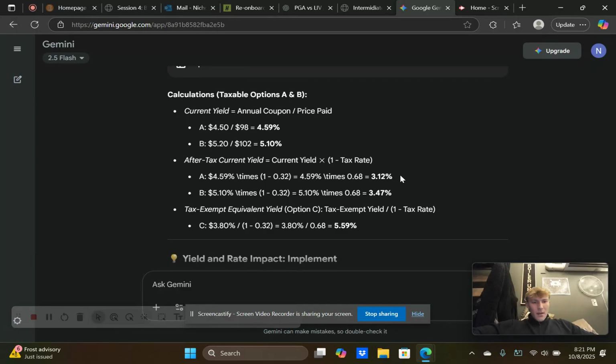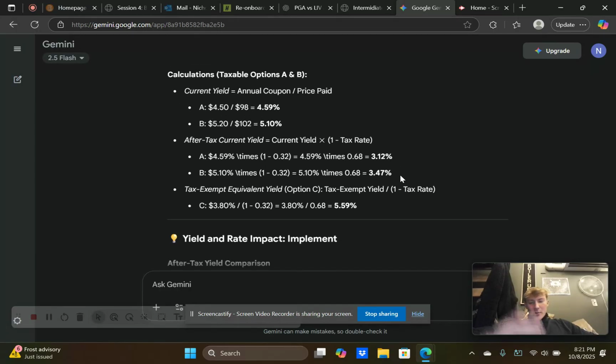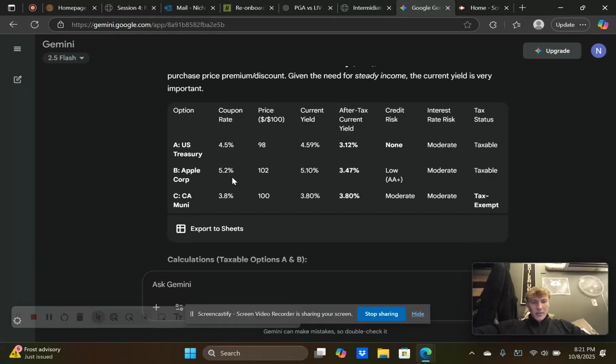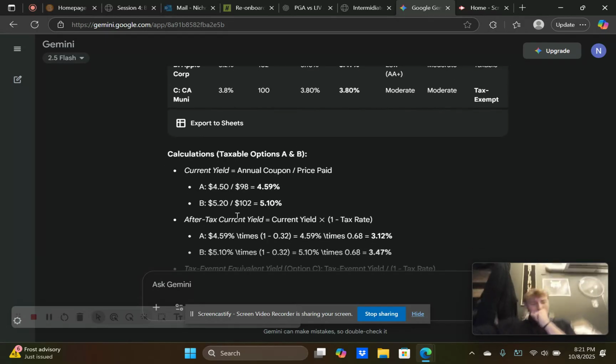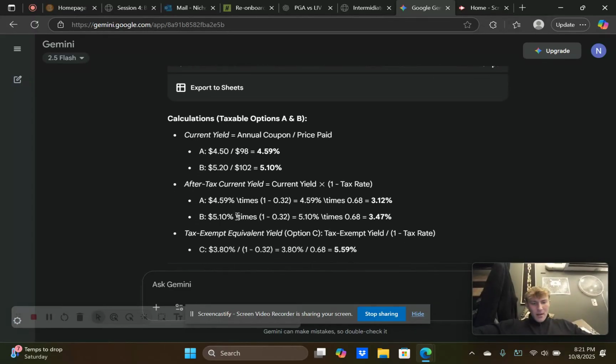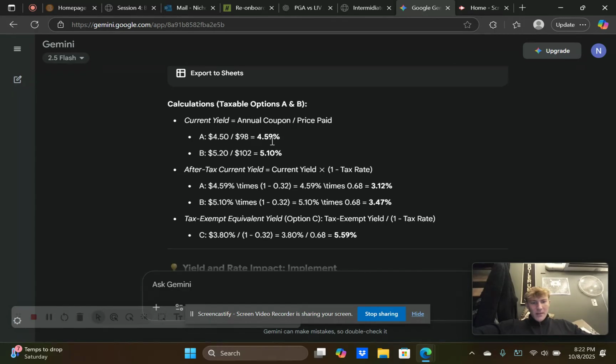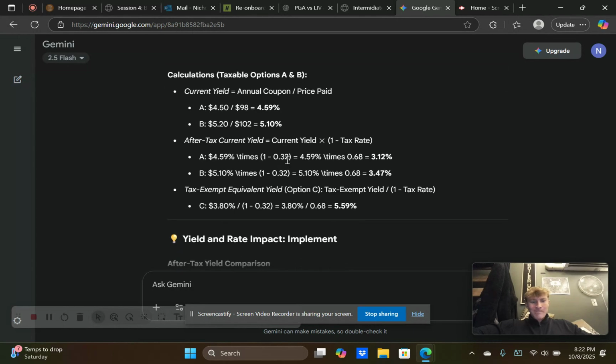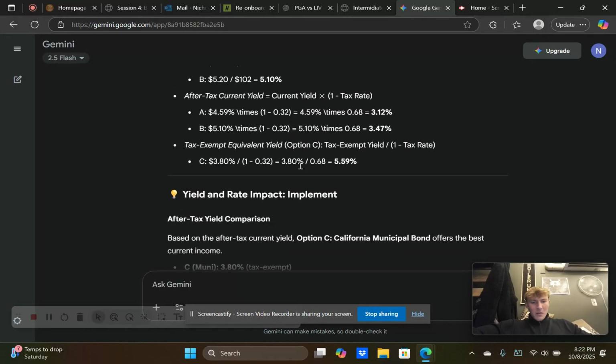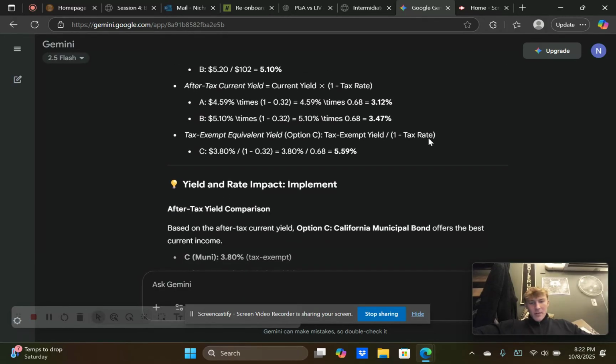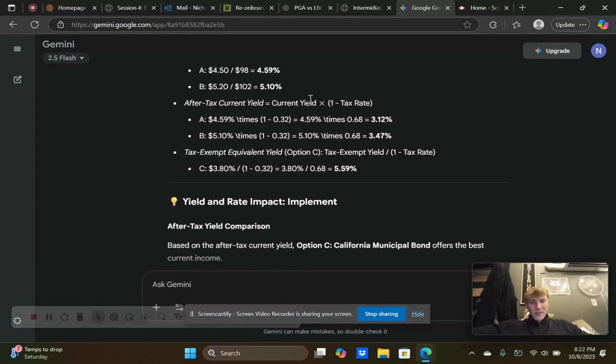So to find the current yield, we just take our annual coupon and we divide by the price paid, and our annual coupon is literally just our rate times dollars, to give us 4.59% for A and 5.10% for B. And then this equivalence for option C, we'd use a different equation as it's tax exempt: tax exempt yield divided by 1 minus tax rate, instead of the current yield times 1 minus tax rate for the after-tax current yield.